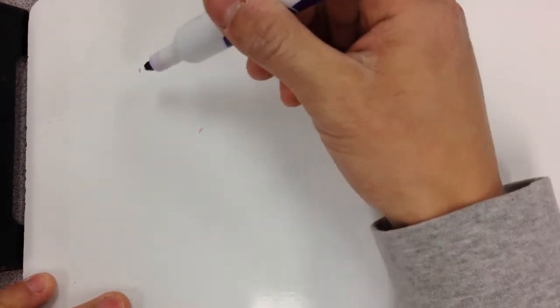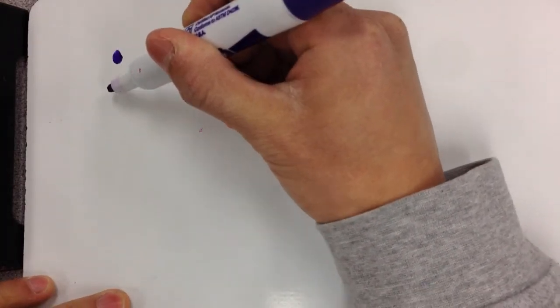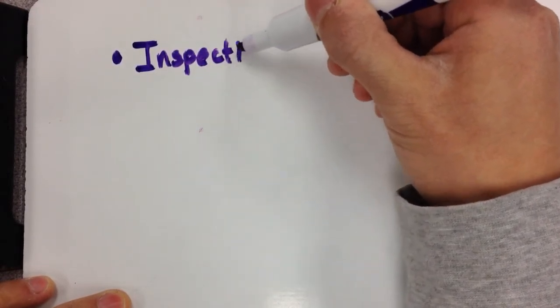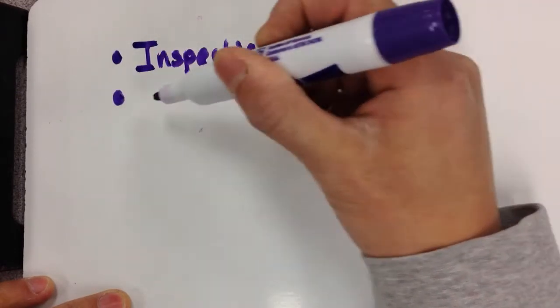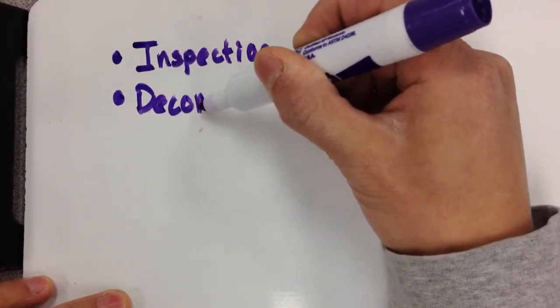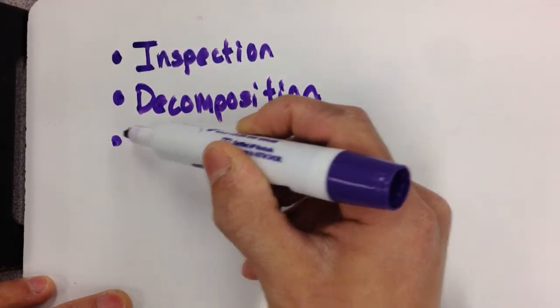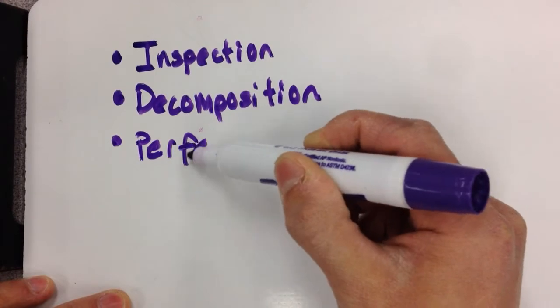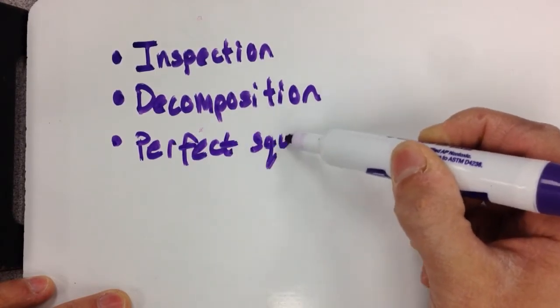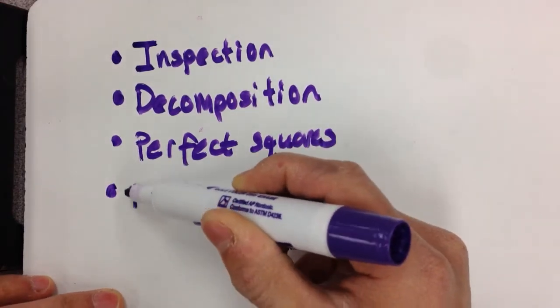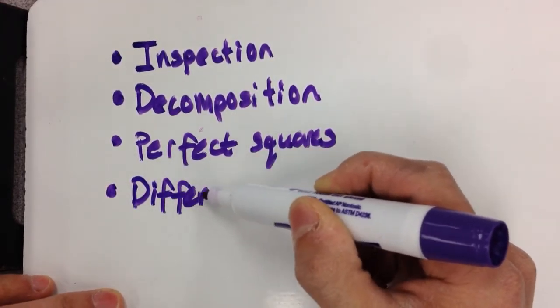Hey grade 10, this is just going to be a short video and I'm just going to review the different types of factoring you learned. So the four main types, the first type was inspection. The second type is decomposition. The third type of factoring is perfect squares. And the last type of factoring is difference of squares.